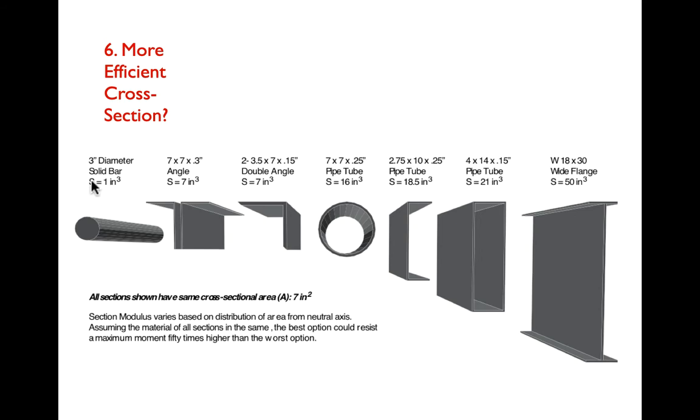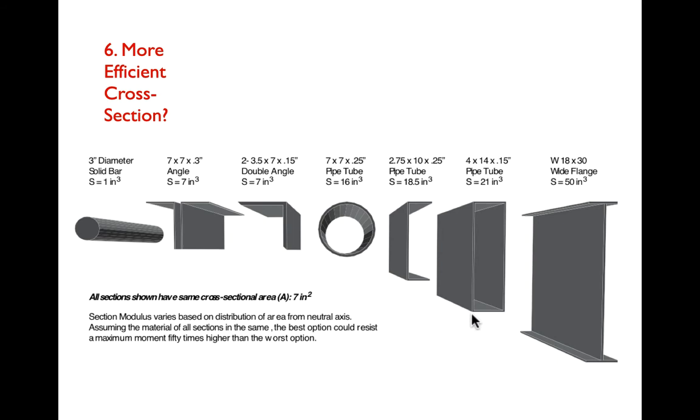So, for example, if we take a 3-inch diameter solid bar, we have a section modulus of 1 cubic inch. We'll get to why cubic inch. This has 7 square inches of area. If we take that area and deploy it a little bit more cleverly, you can see that we can increase the section modulus exponentially. So we go from 1 to 18.5 cubic inches by making what we call a C-section, or a channel, having flanges on the top and bottom that concentrate more of the material farther away from the neutral axis. That material is going to have more leverage.